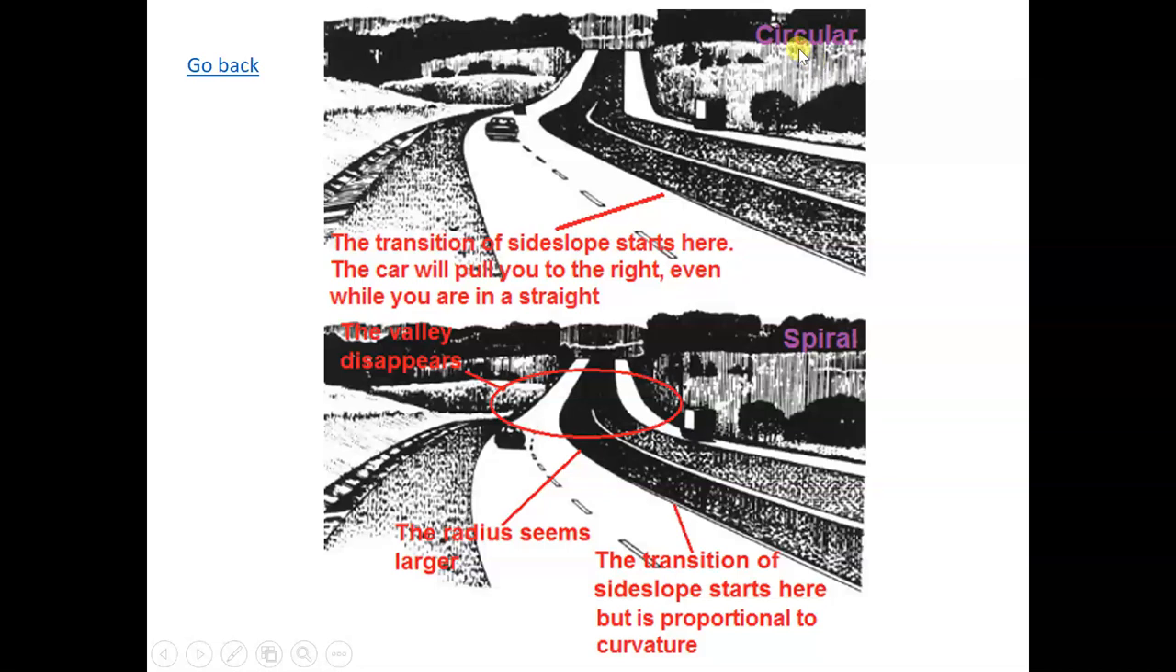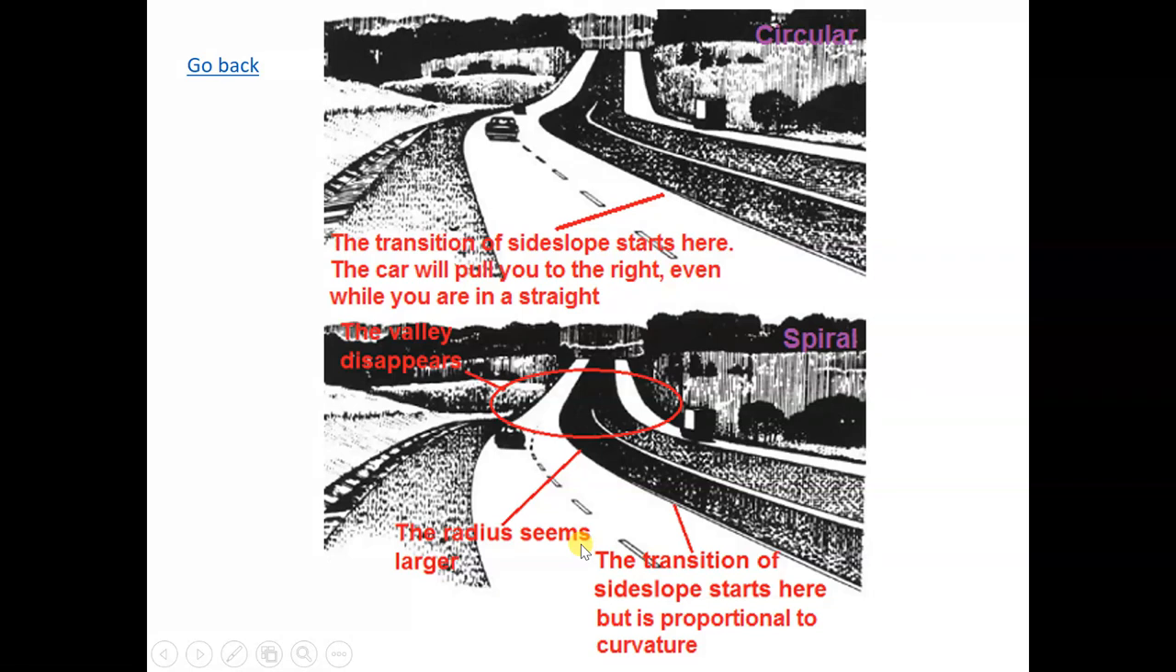So this one, the top one, doesn't have a transition curve. So you look at the road, the transition of the side slope starts here, and the car will pull off to the right even while you are on a straight. So this one looks more pronounced, the curvature. But with the spiral curve on both sides, actually this part, the radius seems larger. Because just now we saw that with a spiral transition, you've been pushed inward towards the center of the circle. So the radius looks bigger. It actually looks more pleasing aesthetically here with a transition.